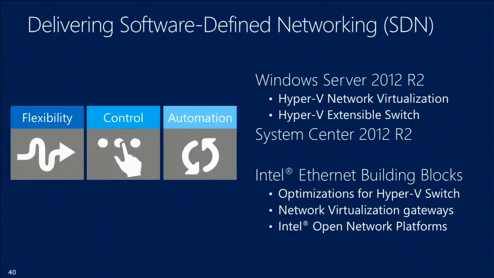And jointly with Intel's Ethernet building blocks, as Matthew went through in his presentation, we're bringing optimizations to that switch. We're also bringing along gateway solutions that you can deploy, so you can bridge between, have forwarding gateways or even load balancing gateways. And then with Intel's open network platforms, you get a much more scalable, pluggable model with Windows Server and System Center.